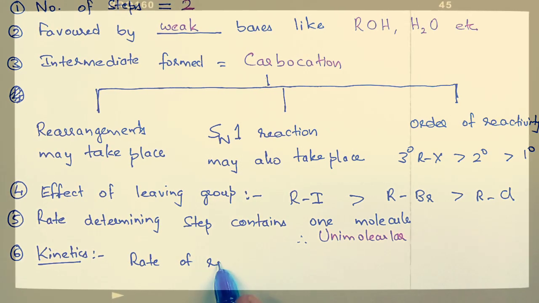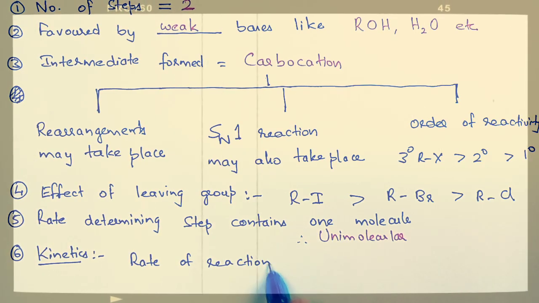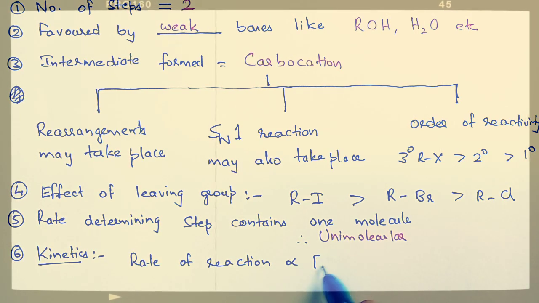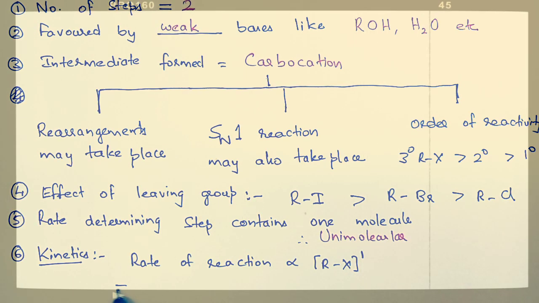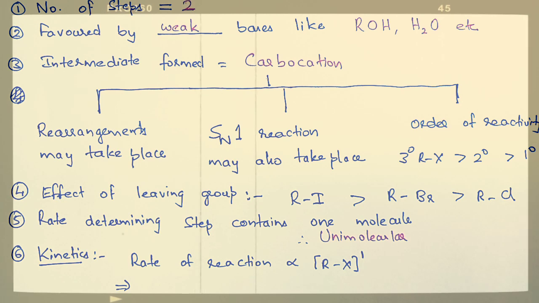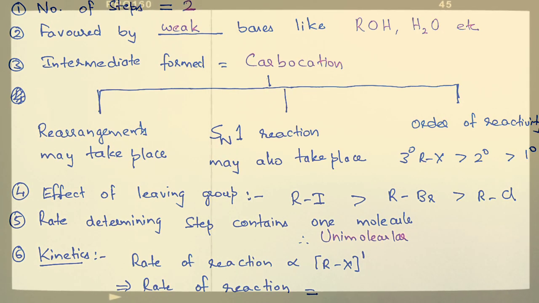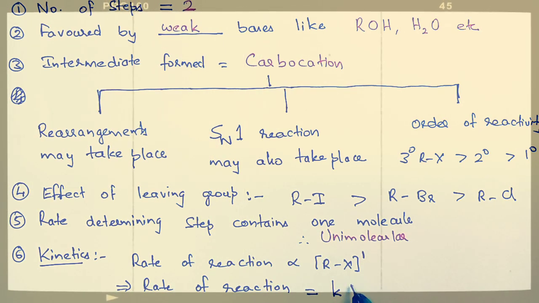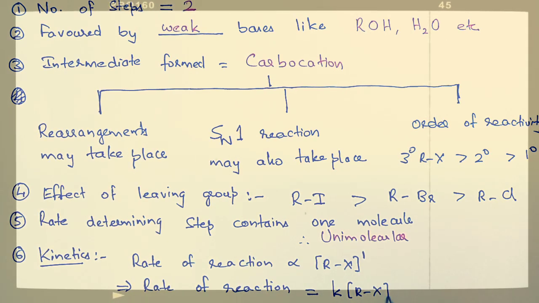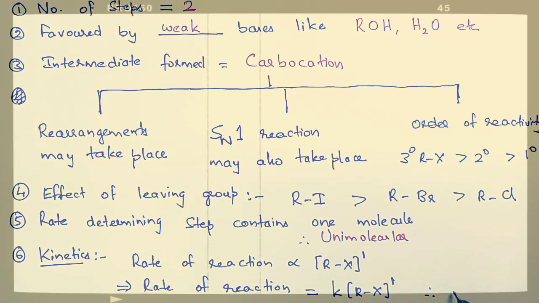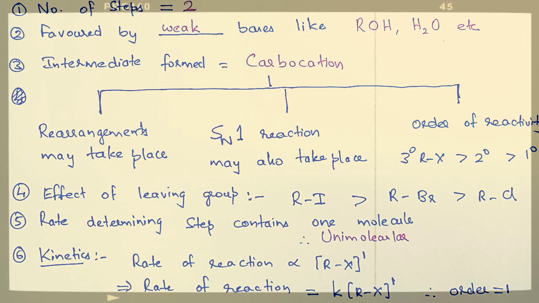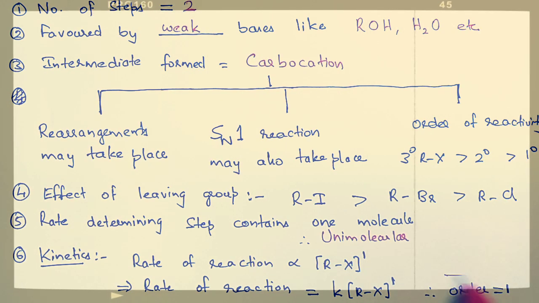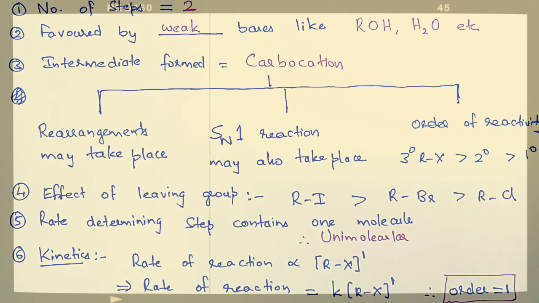Regarding kinetics, rate of reaction is directly proportional to concentration of alkyl halide only, alkyl halide power 1. Therefore rate of reaction is equal to some rate constant K into RX concentration power 1. Therefore order of reaction is equal to 1, first order reaction.